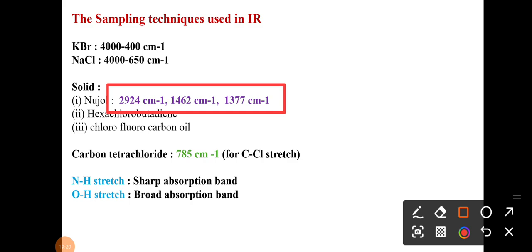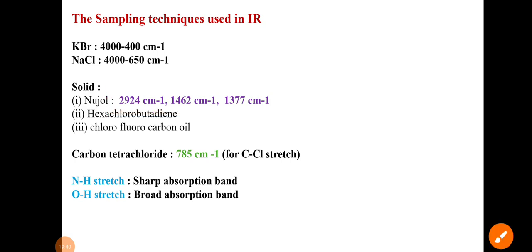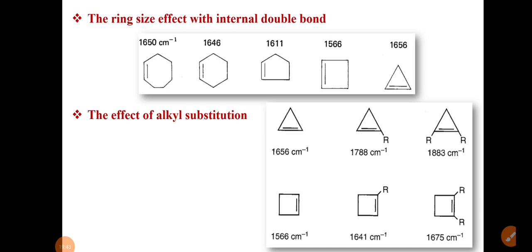Then again carbon tetrachloride we are using, just previously we have seen the solvents used. So that is the strong stretching, 785 centimeter inverse showing for the C-Cl stretch, right? And the NH stretch is showing a sharp band, and the OH stretch is showing a broad band in the IR spectroscopy.